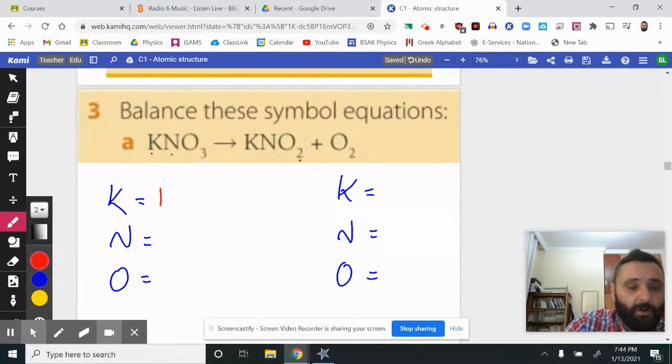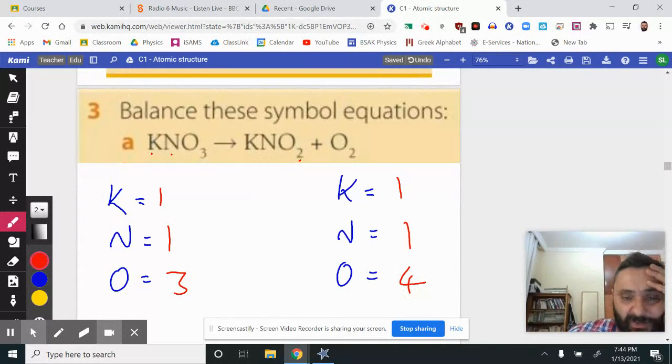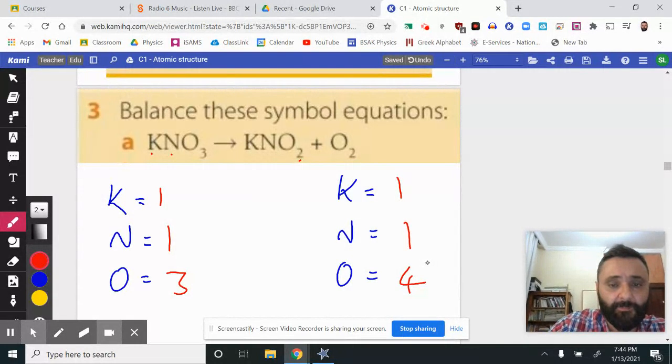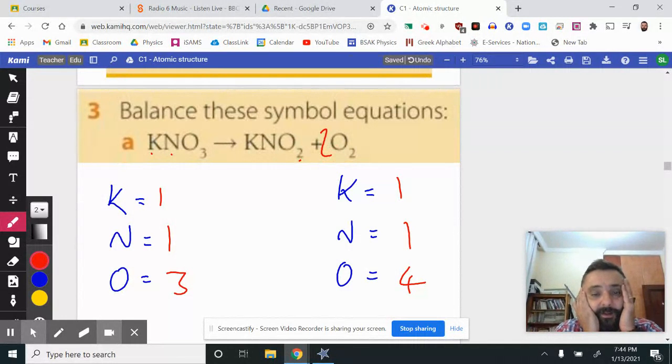Right, we've got 1, 1. Okay, nitrogens, we've got 1, 1. They're balanced, but the oxygens, we've got 3 and we've got 4. And that's a bit of a tricky one, this. Okay, we need a multiple that has factors of 3 and 4 in it. Okay, can you think of any ideas? Well, let's just try tweaking. So let's double up on that one there.